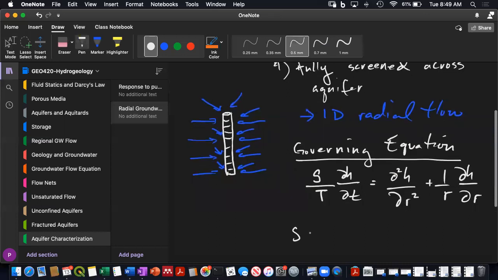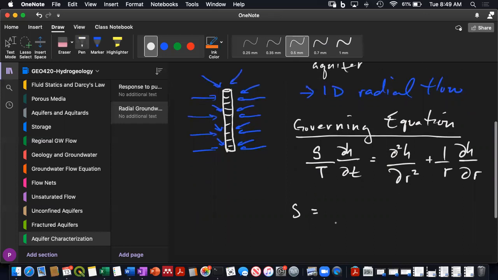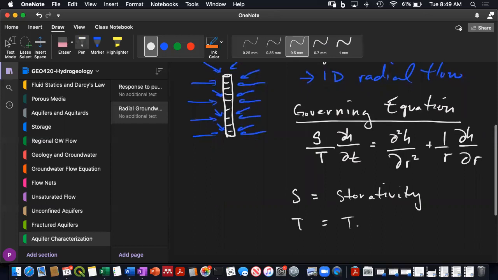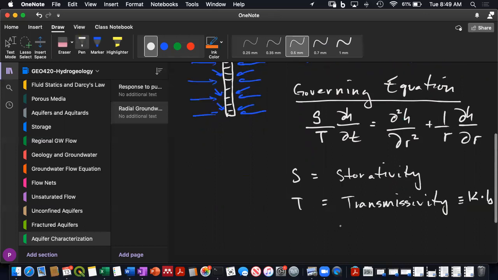So here S is our storativity, and T is our transmissivity, which, remember, is defined as K times B, where B is the aquifer thickness.